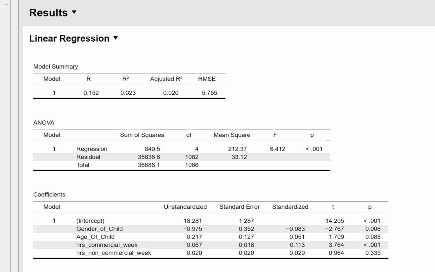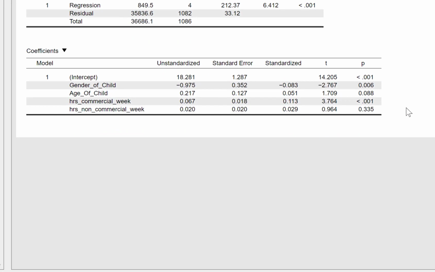Of course, this doesn't speak to the individual regression coefficients of our individual variables. So does gender predict variance? Does age? Does commercial TV viewing? Does non-commercial TV viewing? Let's look at that. We want to look at this coefficients table here.